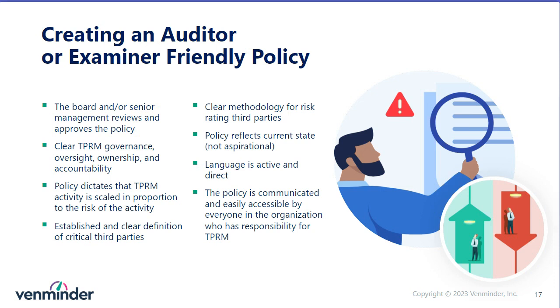Again, policy always needs to be current state. Aspirational policies are only going to get us in trouble, so keep it real. We want to make sure the language is active and direct, get away from "shall", be very clear about what you need. Don't add a bunch of additional language when it's not necessary. And make sure that the policy is communicated and everybody who needs it can access it, okay? So those are some tips for creating an auditor or examiner-friendly policy.